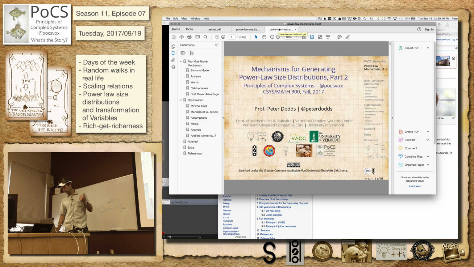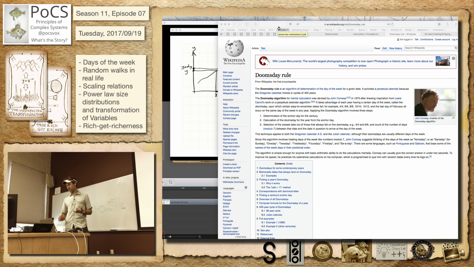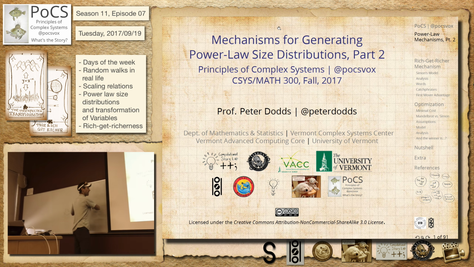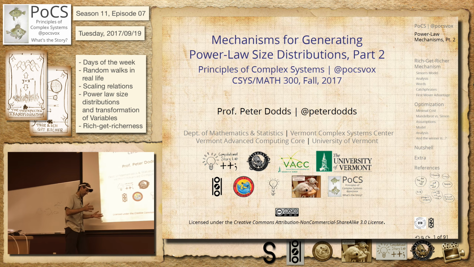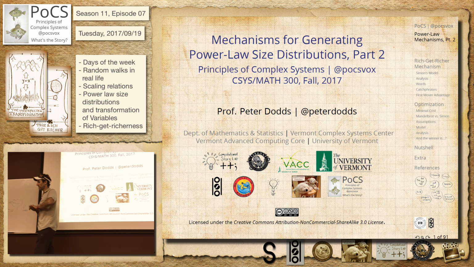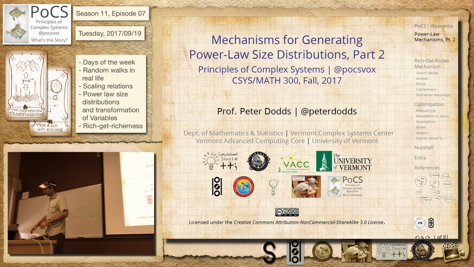Okay, so we're getting power law size distributions out of randomness. And out of these random walks, the first returns was just one example, and variable transformation is a different kind of game there. But this is getting to this mechanism story. Okay.